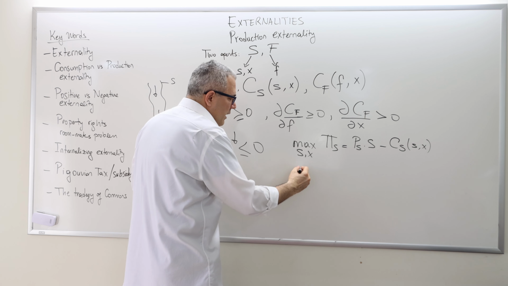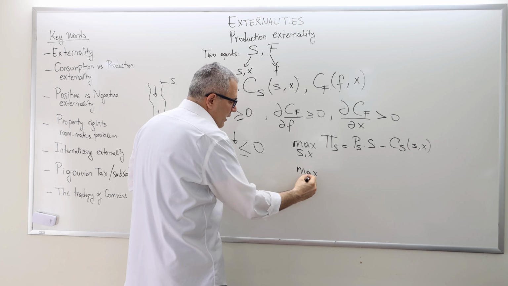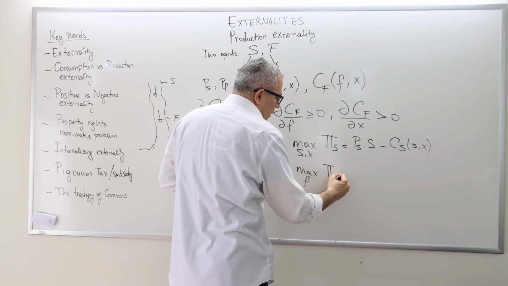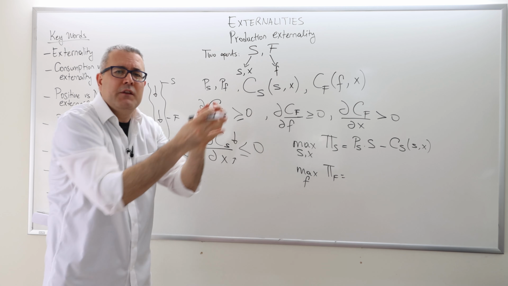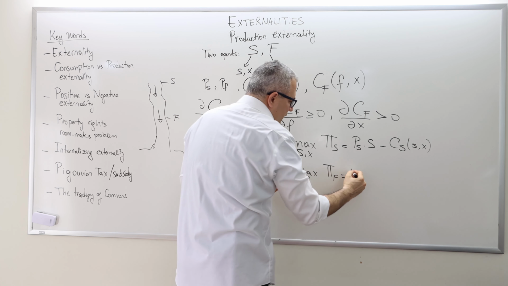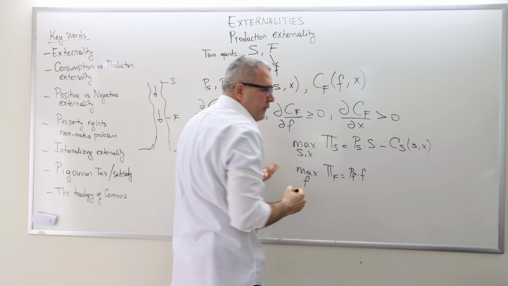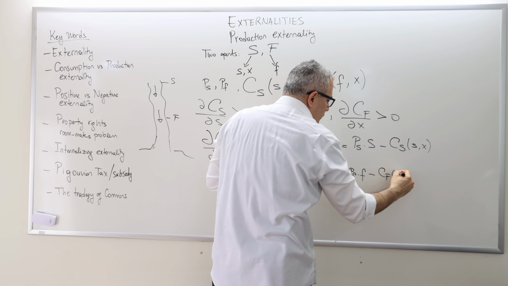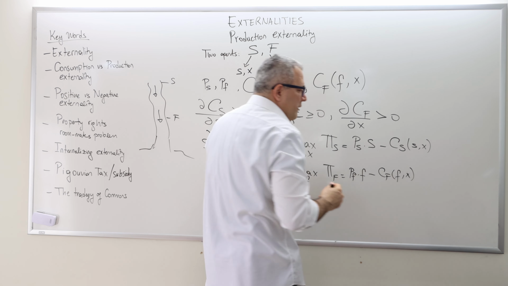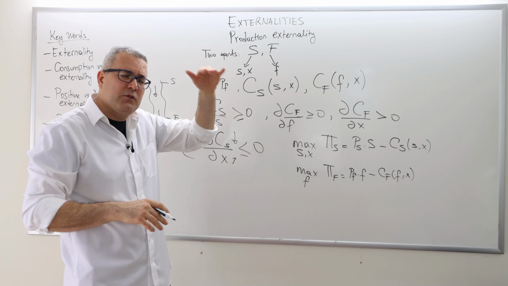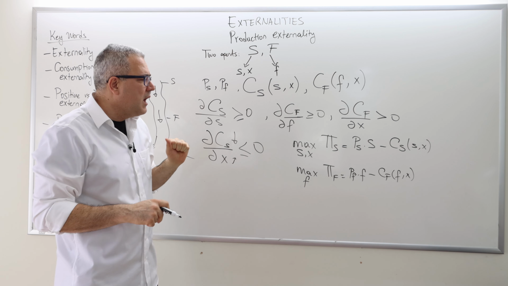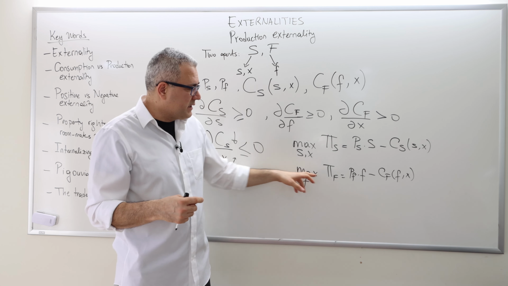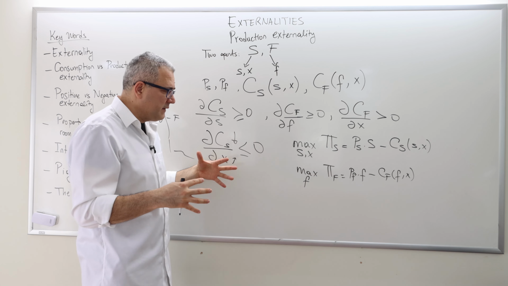What is the optimization problem for the fishery? It's only choosing the number of fish to produce to maximize its own profit. Its profit is, again, simple: revenue minus cost. The revenue here is the price of fish times the number of fish you produce. That's your revenue. Minus your cost of producing F, given X. X is not a choice variable; you take X as given. So the fishery only chooses F, and its decision problem is simple.